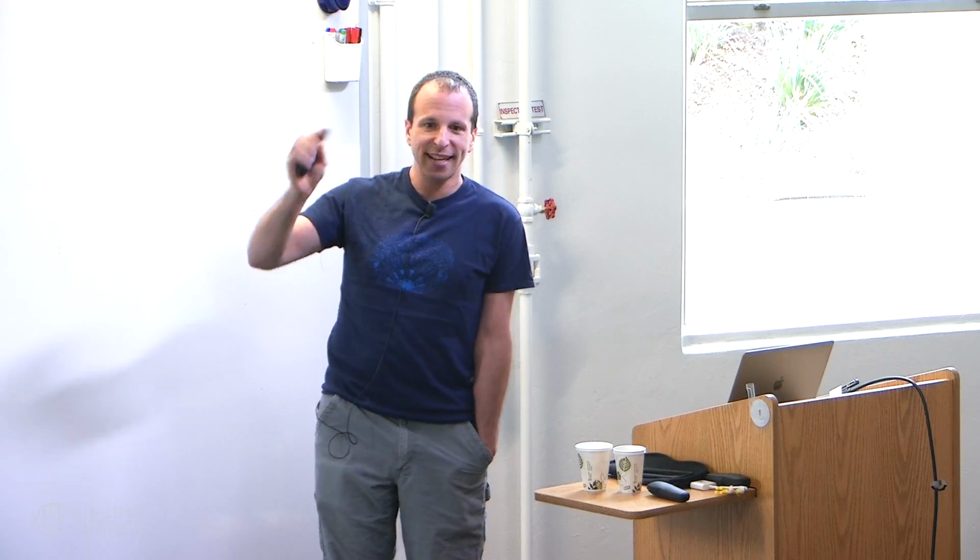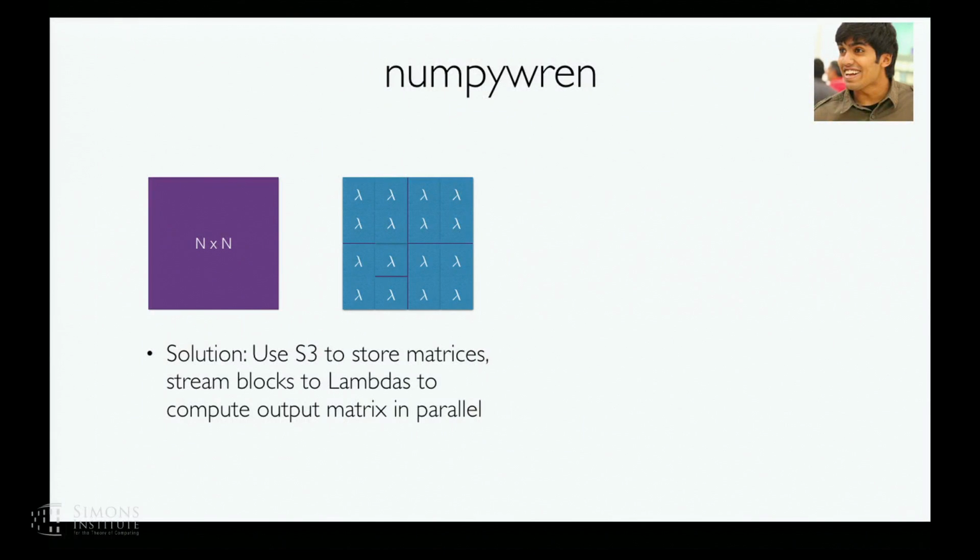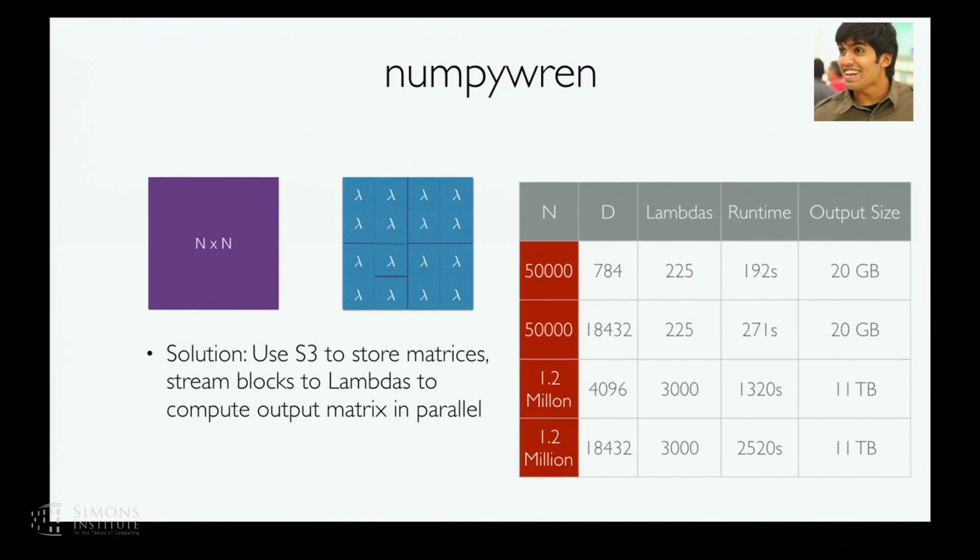So what if I treat this S3 thing as RAM? What would you do? We could use S3 to store the matrices, and then use the lambdas to operate on each of these blocks, and output everything in parallel using this shared RAM disk. I think these are old numbers. Vaishal's actually gotten this a little bit faster. That's Vaishal.